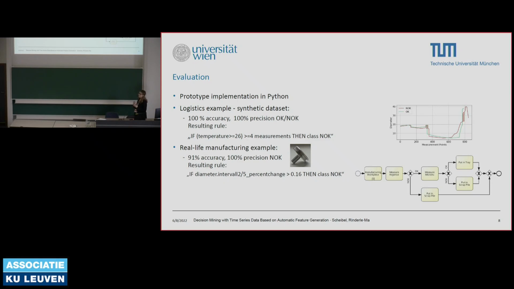Yeah, so we applied our algorithm, and the rule found is if the diameter in the second interval of 5 has a percentage change of over 16%, then it is not okay. So it's an interval-based decision rule. And if we look at the time series data, so that's the diameter measurements for the workpiece, and it basically starts, I don't know, can you see the mouse?